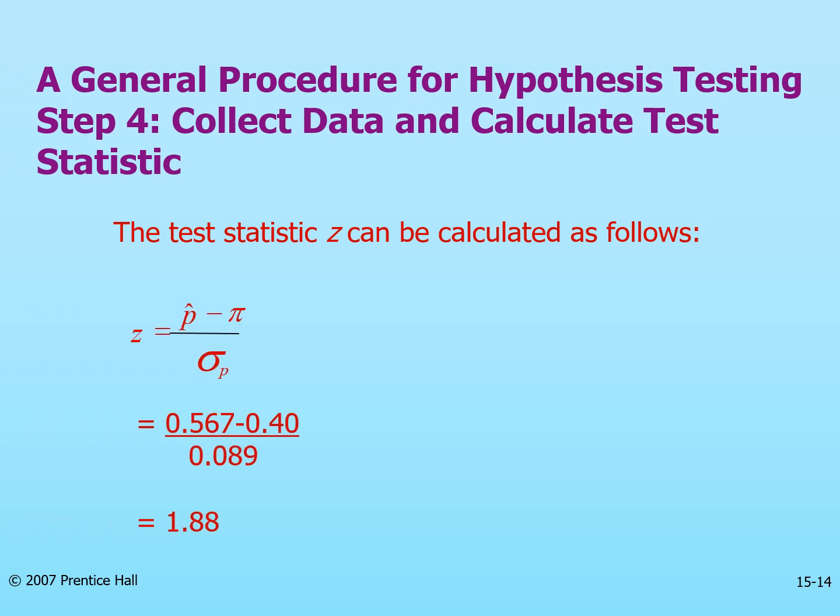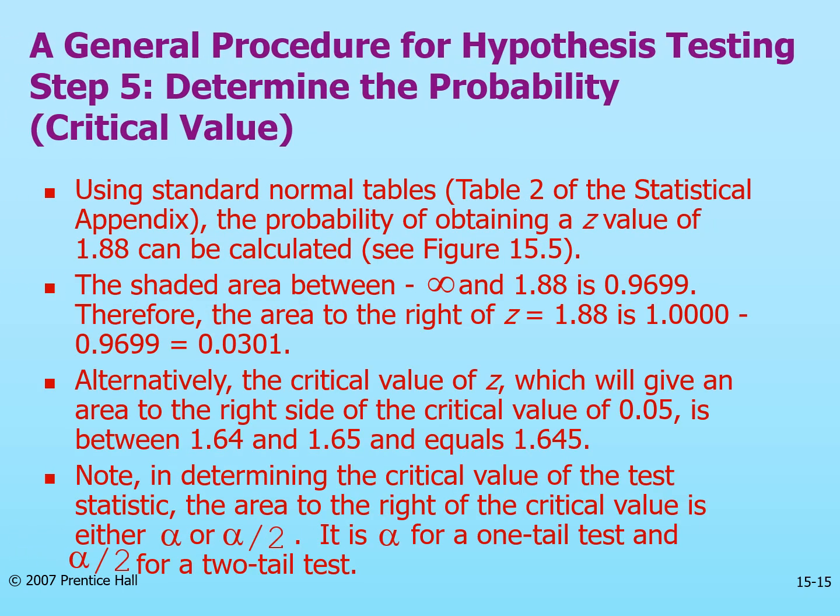Now, we already calculated the value of P as 17 upon 30, which came to 0.567, while our assumed value was 0.40, divided by the standard deviation of the proportion. So the Z statistic gives the value 1.88, which is now going to be compared with a table value.